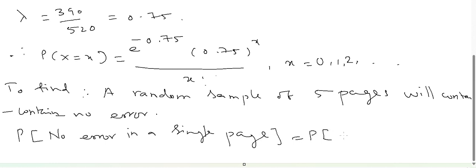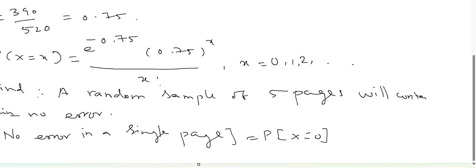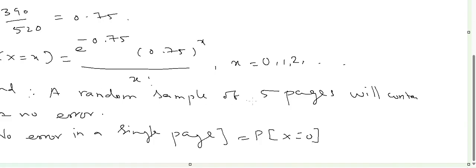That is equal to P of x equal to 0. You substitute x equal to 0 in the previous formula. What does it come to? That is equal to e power minus 0.75, anything power 0 is 1, by 1. So simply it comes as 0.472.